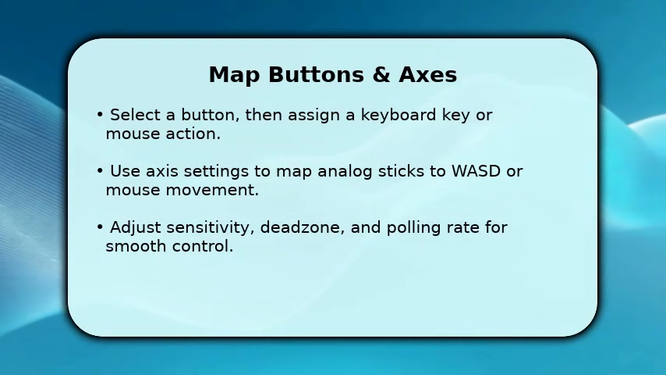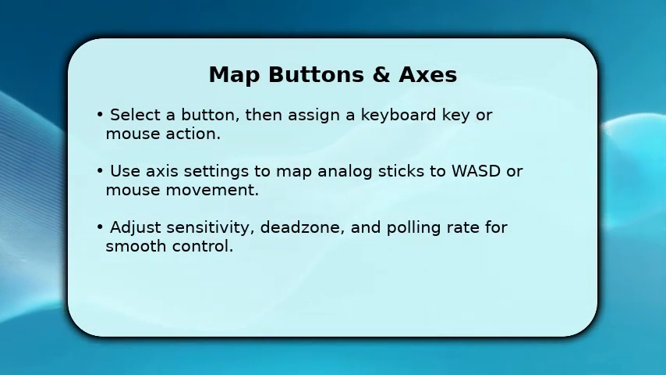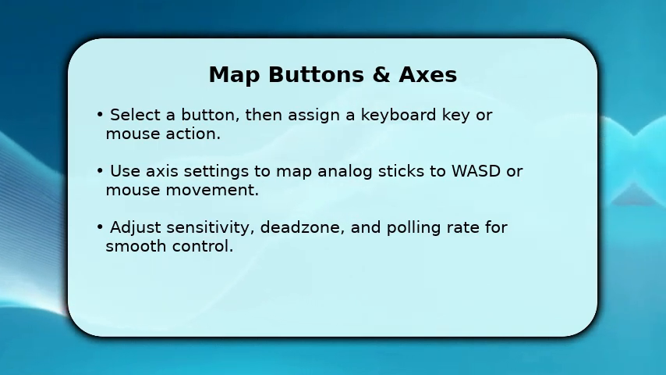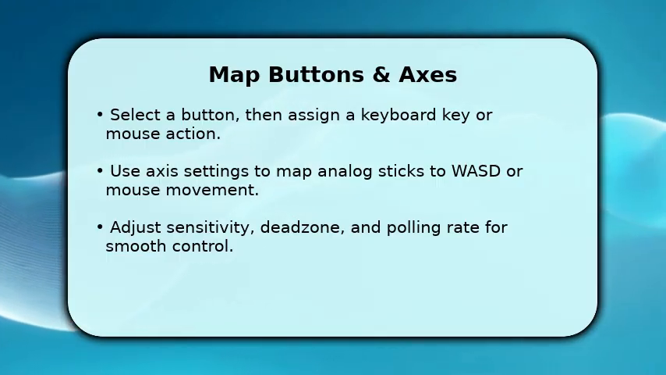Now map your primary controls. Select a button entry and press the keyboard key or mouse action you want it to send. For analog sticks, open the Axis tab and map X/Y to WASD or cursor movement. Make sure to set a dead zone so sticks don't drift.